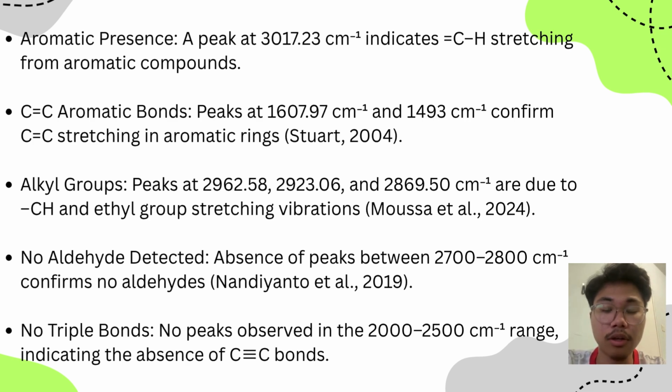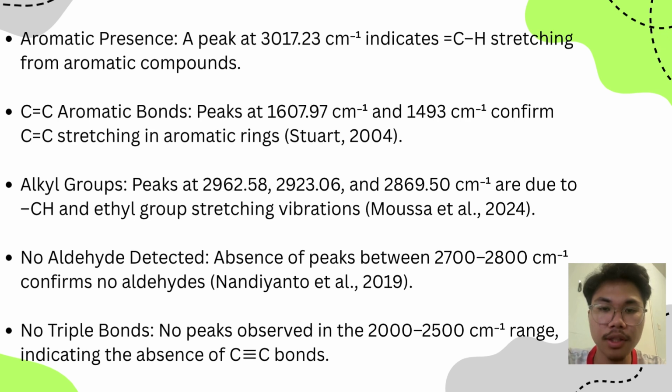Firstly, the presence of aromatic compound is confirmed by a peak at 3017.23 per centimeter, which corresponds to the C-H stretching vibration typically found in aromatic structure. Secondly, peaks at 1607.97 and 1493 further support this as they indicate the C=C stretching vibration in the aromatic rings. These findings are consistent with the literature by Stewart 2004.